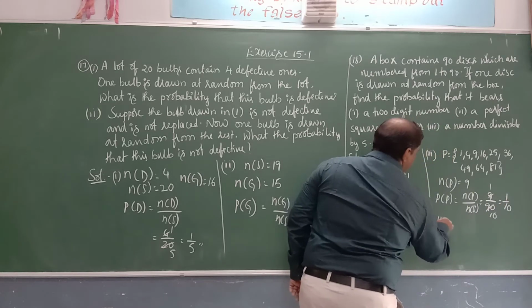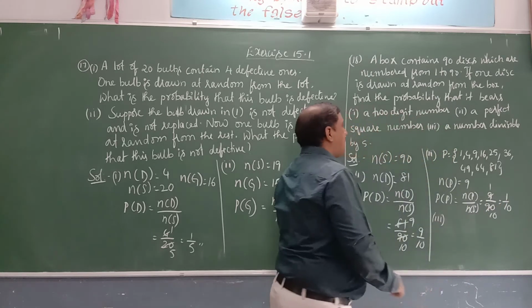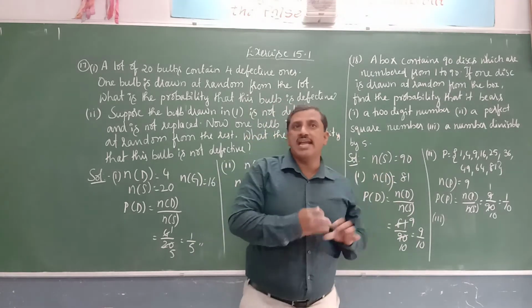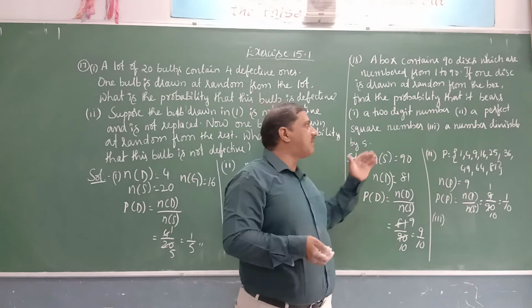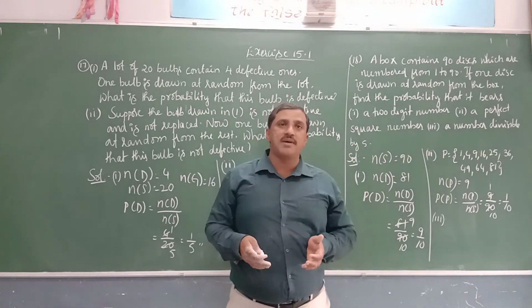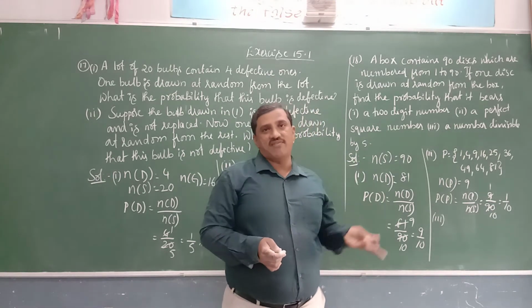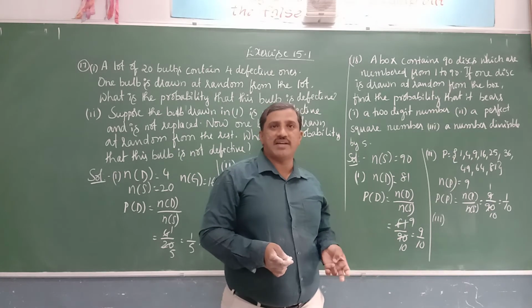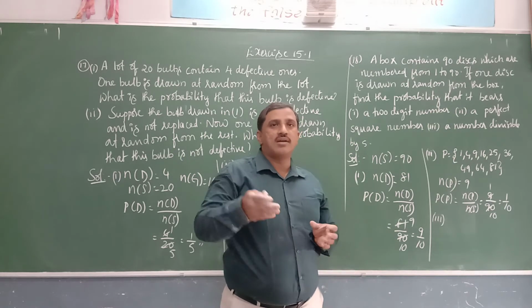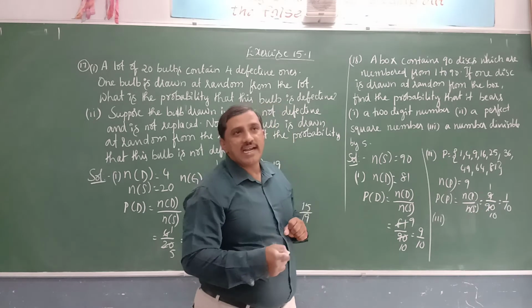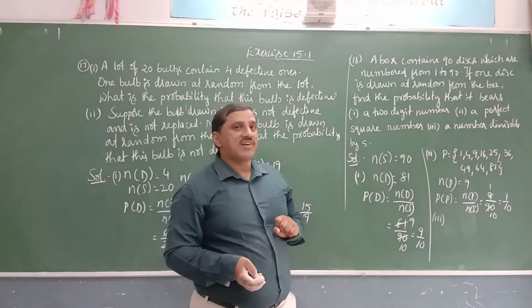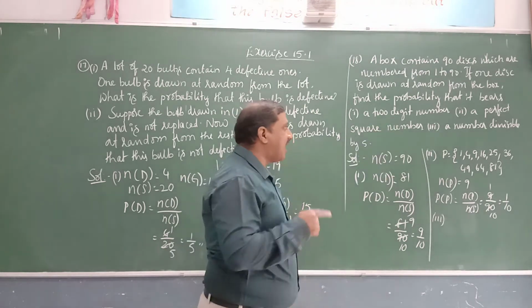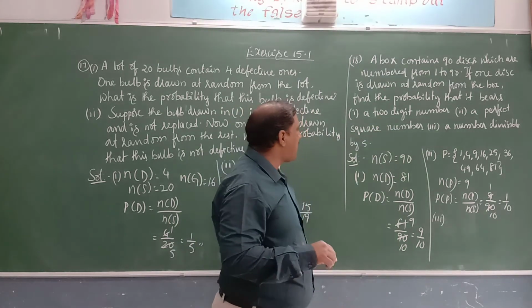Now the third one, the number is divisible by 5. From 1 to 90, the numbers divisible by 5 are nothing but multiples of 5, like 5, 10, 15, 20, 25, 30, 35, 40, 45 and so on till 90. How many do we get? 18 fives are 90. Therefore we have 18 multiples. 18 numbers are there which are divisible by 5.